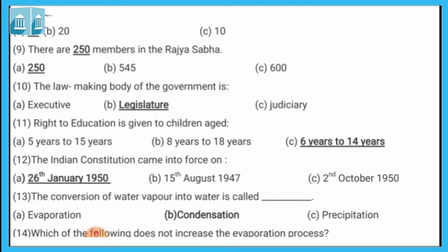The law making body of the government. 10th. A, executive, B, legislator, and C, judiciary. So B is the answer, legislator. Legislator is the law-making body of the government.